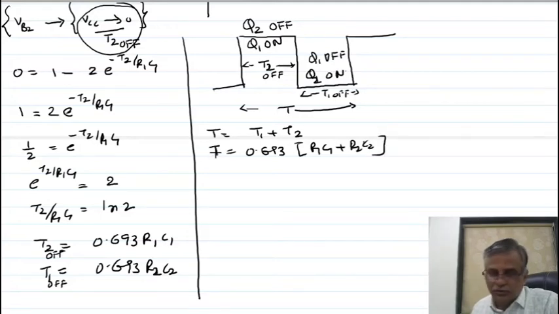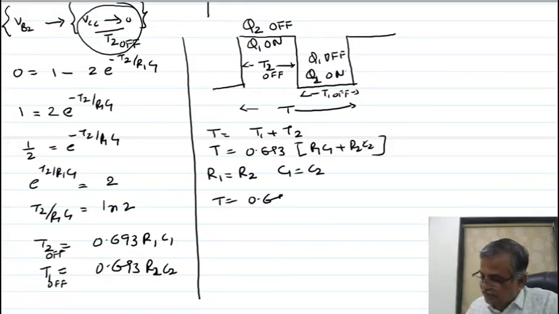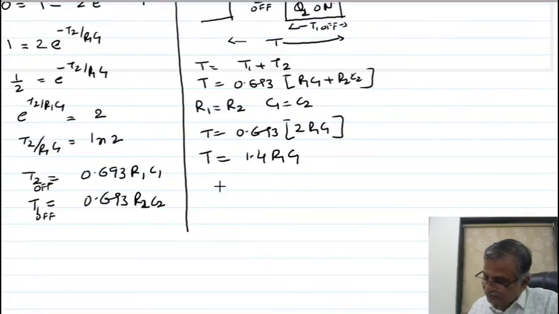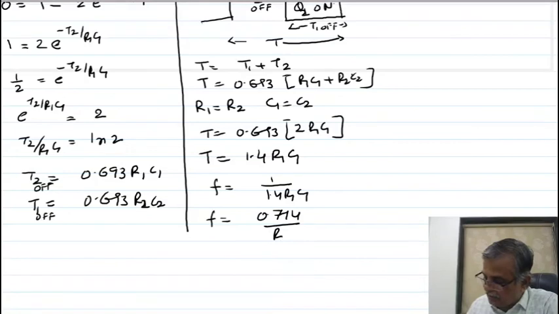This is the equation of periodic time for an astable multivibrator. For a symmetrical multivibrator, I am writing this: T is equal to 0.693 into 2R1C1. So I can write 1.4 R1C1. So frequency is equal to 1 upon 1.4 R1C1, so you can write 0.714 upon R1C1.